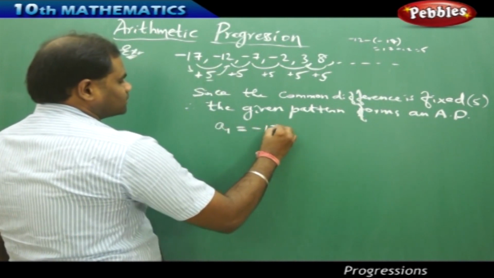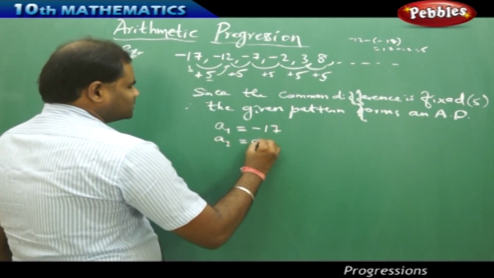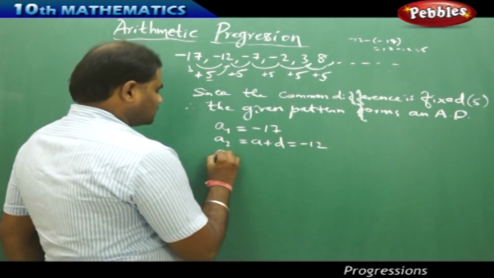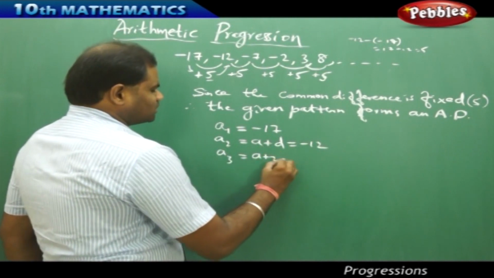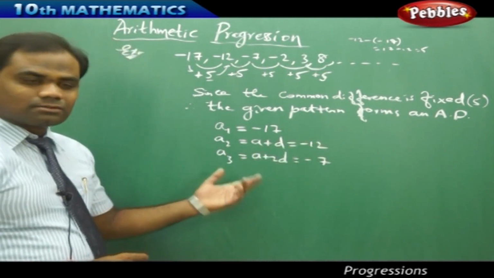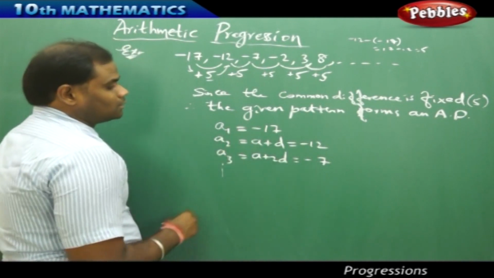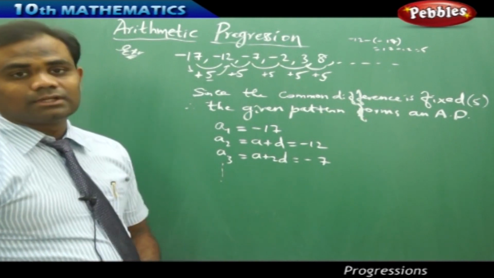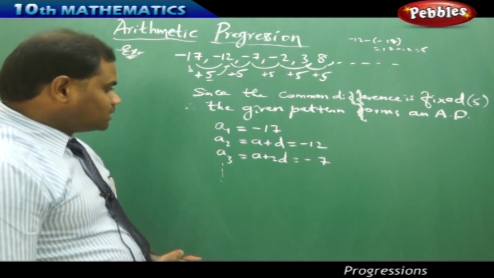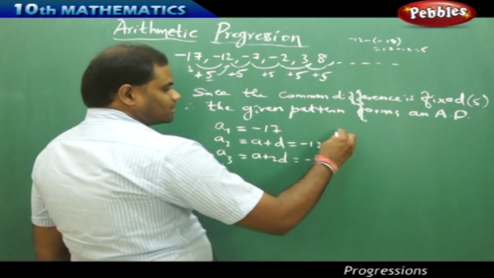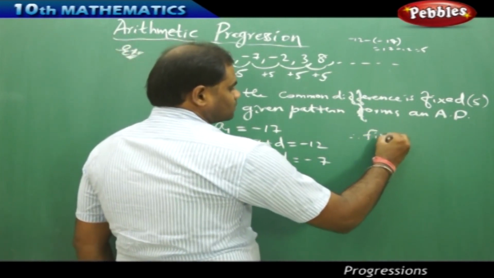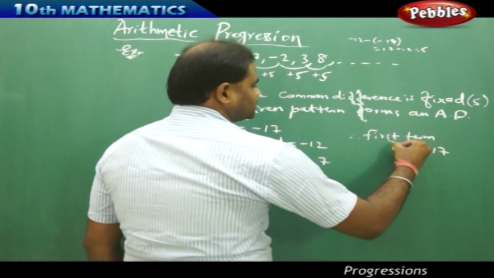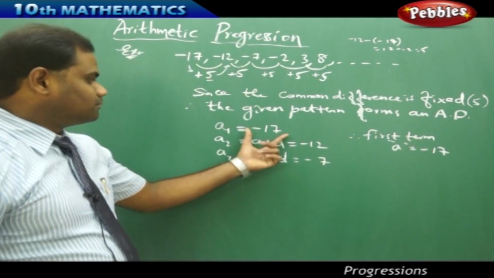Now in this case, since this forms an arithmetic progression, I have the first term a1, which is denoted with negative 17, and my second term, which is a plus d in the general form, is denoted with negative 12, and my third term a plus 2d is denoted with minus 7. Similarly, my fourth, fifth, sixth and all terms are denoted with a plus n minus 1 into d. My first term a is minus 17.